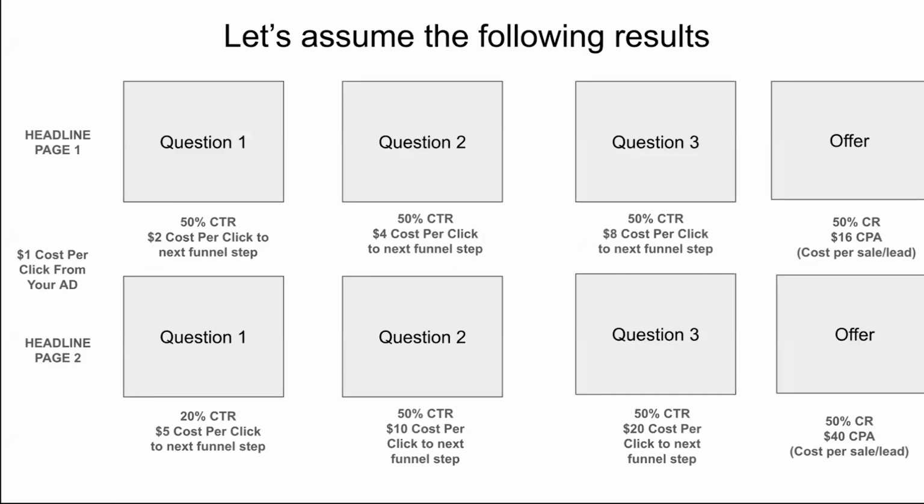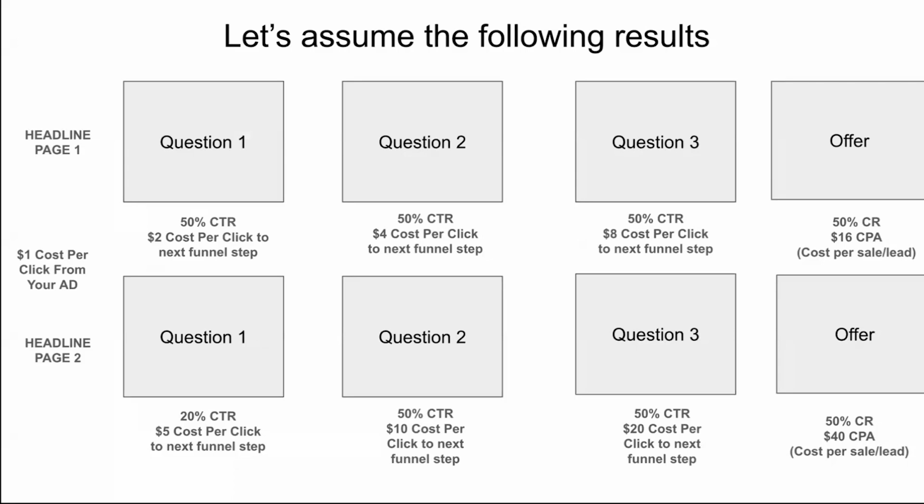So let's say on the top here is funnel number one and the bottom is funnel number two, okay? And all we're changing is the headline. This is why this is so powerful, right? So we're assuming we're running an ad that's getting us $1 cost per click. Probably not realistic for most offers with Facebook, but just for the sake of math, we're gonna use $1.